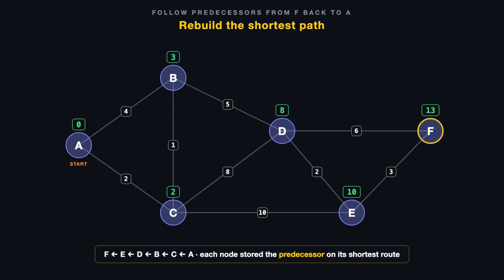Now the actual route. Say we want the path from A to F. We never stored full routes, only a predecessor on each node. So we walk them backward.